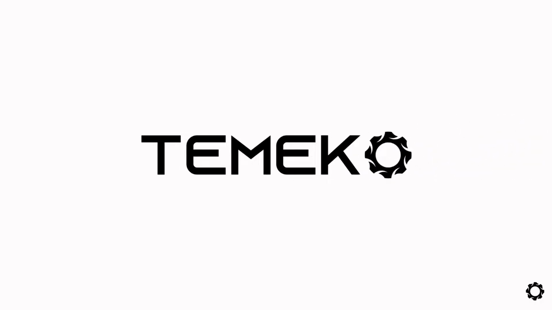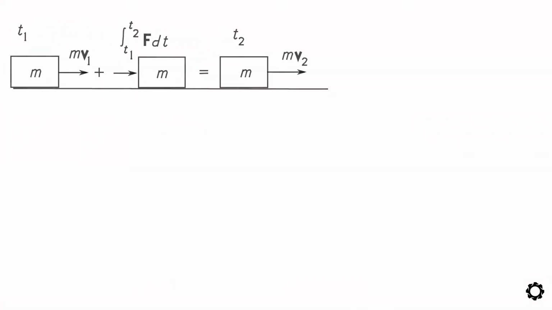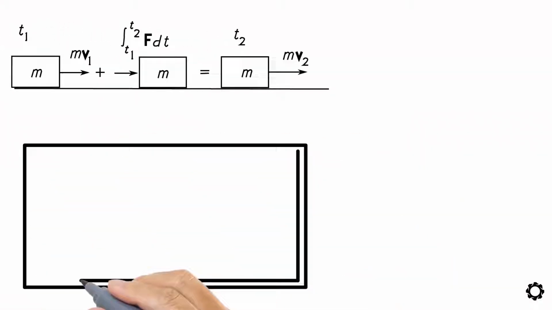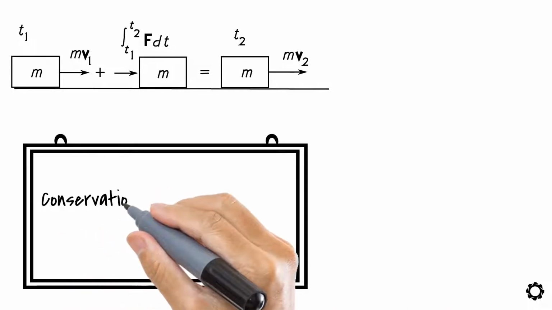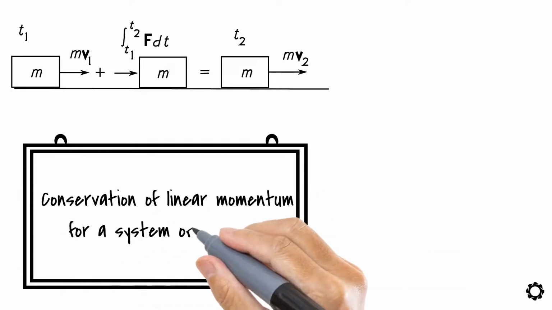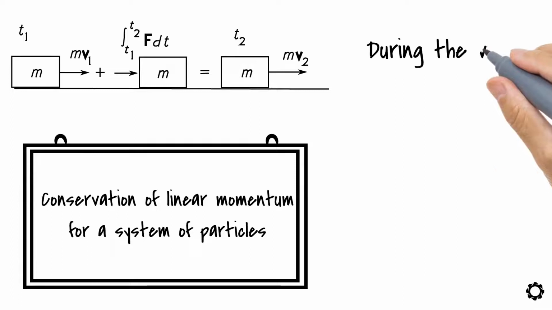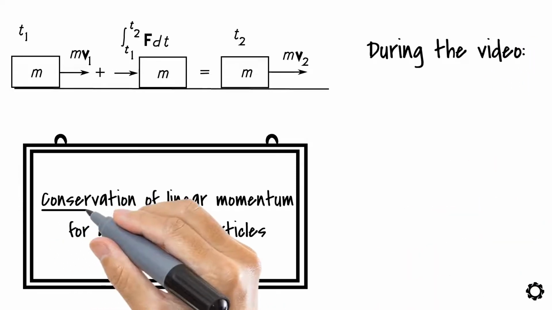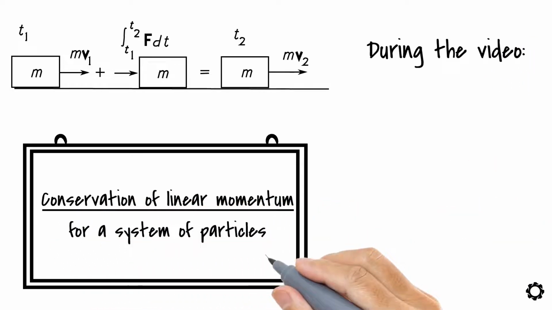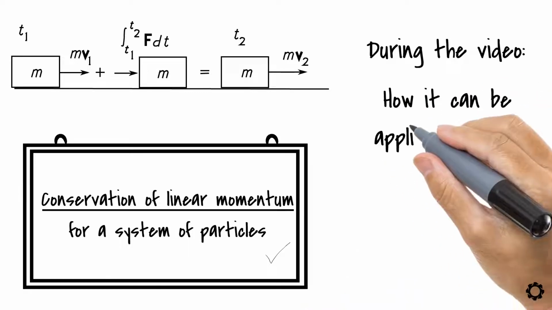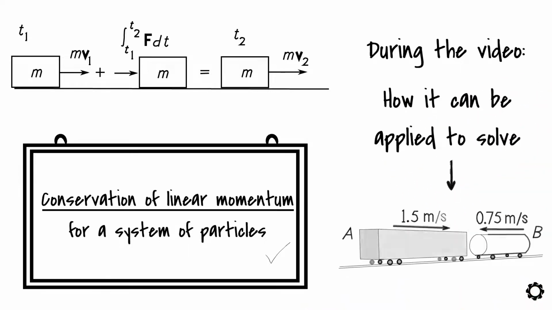In this video, we will continue to discuss the concept of linear impulse and momentum, but this time from another point of view, which is conservation of linear momentum for a system of particles. During the video, we are going to learn how this conservation of linear momentum is defined, and also how it can be applied to solve different types of related problems.